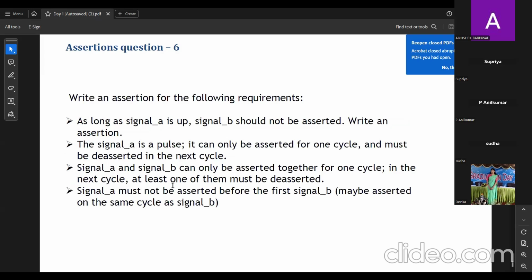So now let us see some questions. There is a question saying: as long as the signal A is up, meaning asserted or in the high state, that is 1, the signal B should not be asserted. Write an assertion for this.